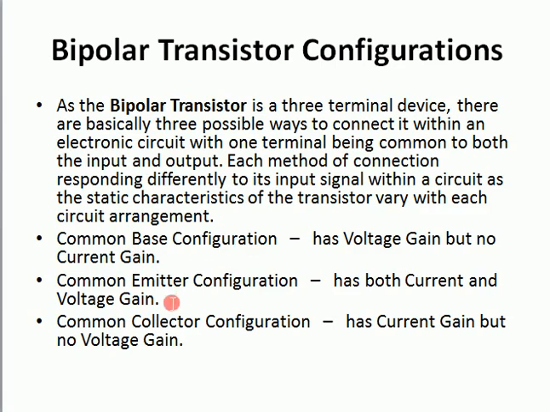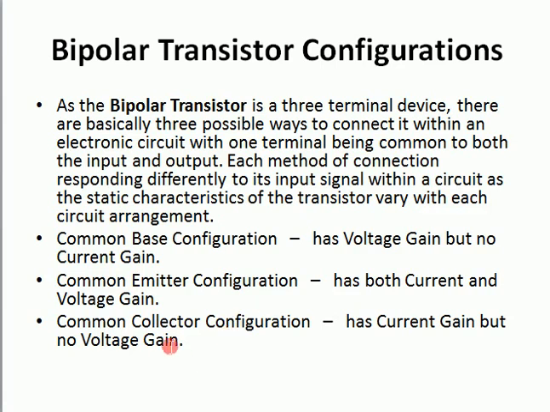Now the second one is the common emitter configuration. In the common emitter configuration, the emitter is common between the input and the output, the input terminal is the base terminal and the collector terminal is the output terminal. In the common emitter configuration, there is current gain as well as voltage gain. So that is the common emitter configuration.